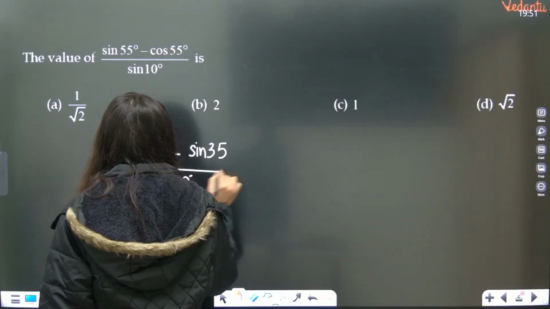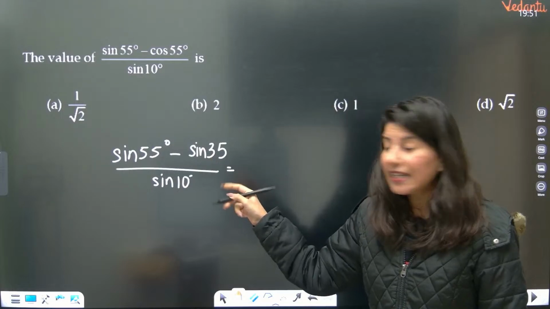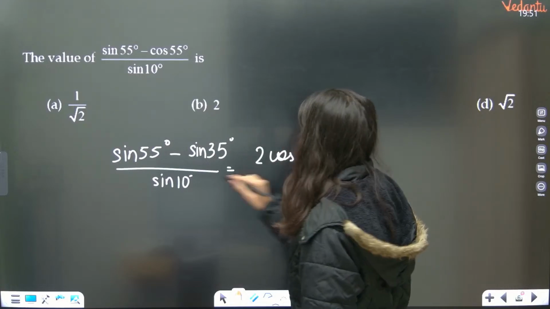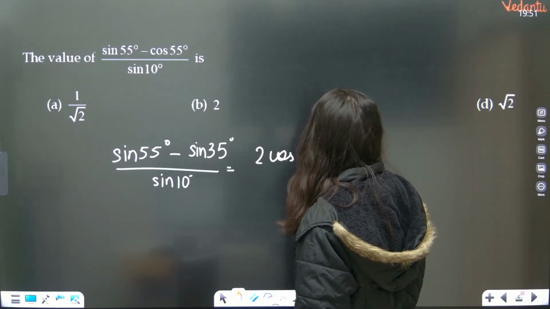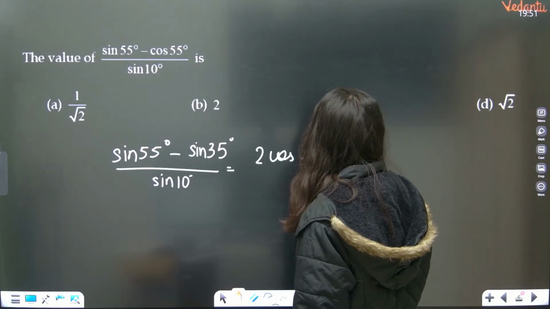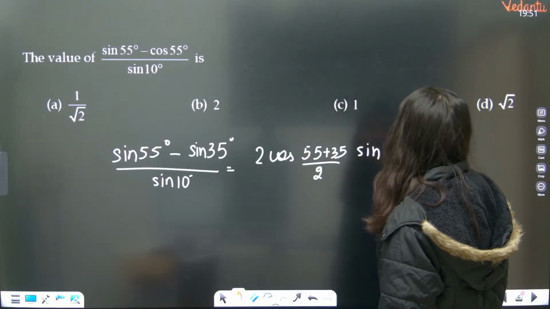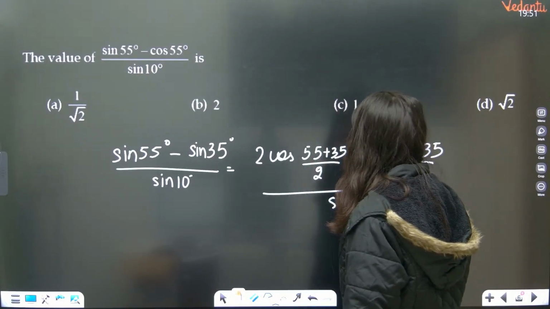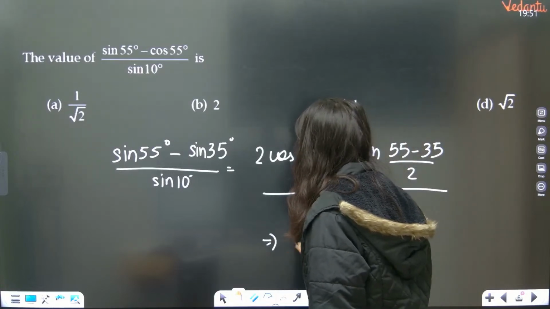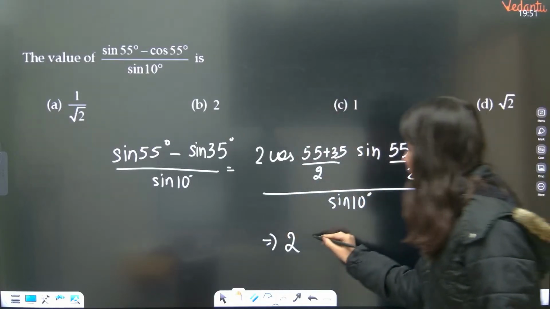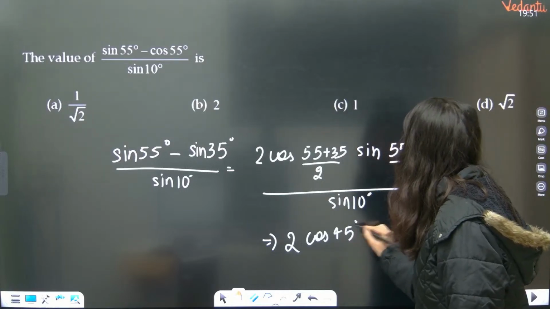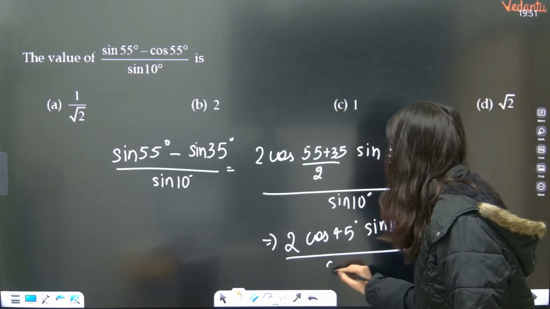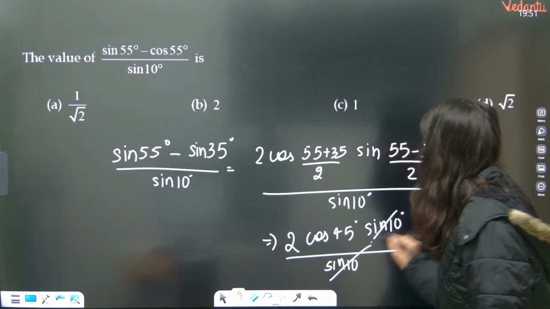Now sine C minus sine D, can anybody tell me the formula? Sine C minus sine D is 2 cos of (C plus D) by 2, that means 55 plus 35 by 2, sine of (C minus D) by 2, 55 minus 35 by 2, upon sine 10 degree is right here, correct? So this is 2. Now cos 90, so this is 2 cos 45 degree, and this, by the way, is sine 10 degree upon sine 10 degree. Okay, so can you see sine 10 is gone.